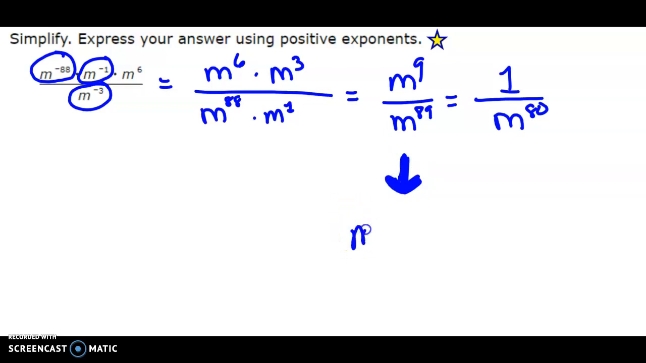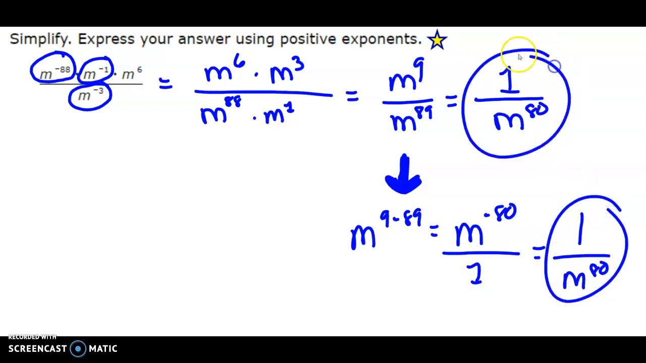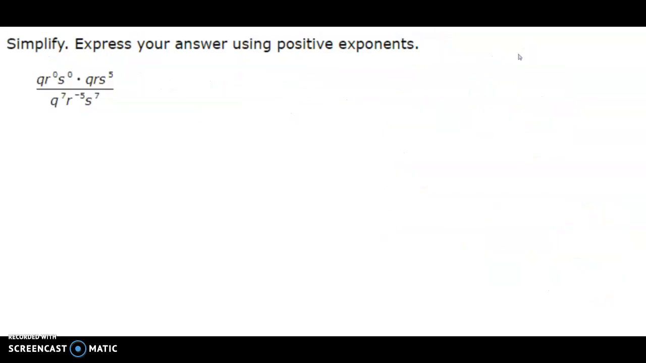So if you decide to say m to the 9th minus 89 equals m to the negative 80th, that goes on top. M to the negative 80th over 1 equals 1 over m to the positive 80th. Okay, so you wind up getting the same answer as long as you understand that whenever you subtract using division, if you're going to use that rule, your answer goes on top.